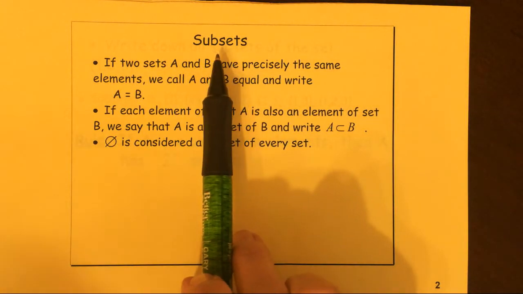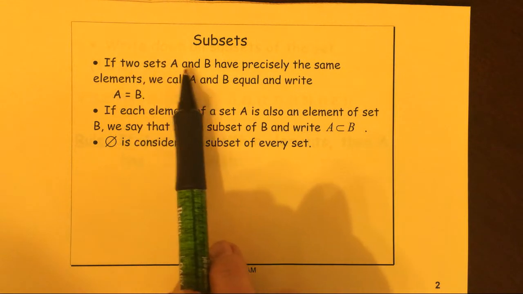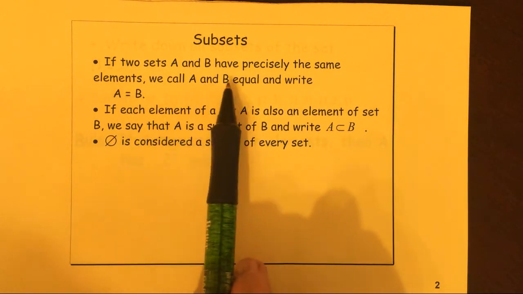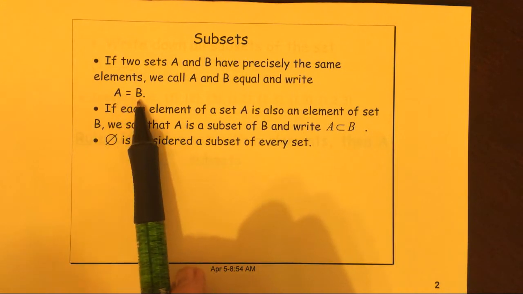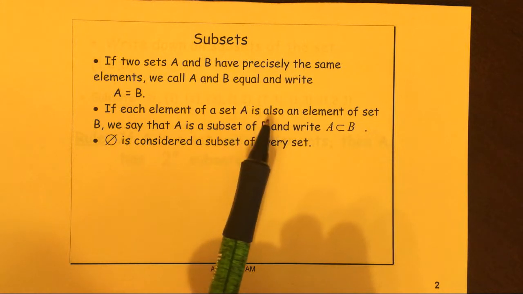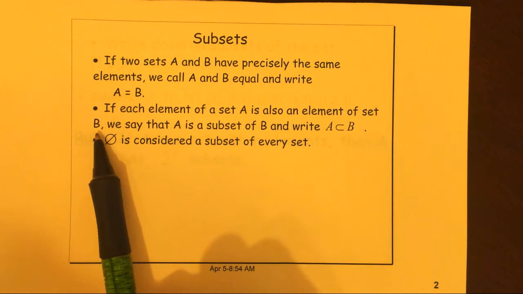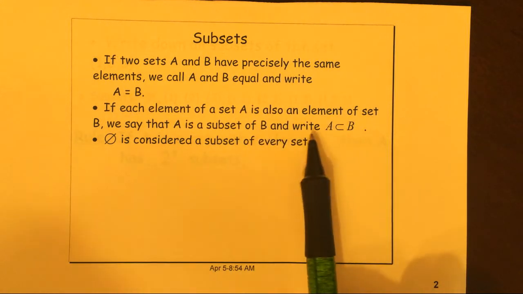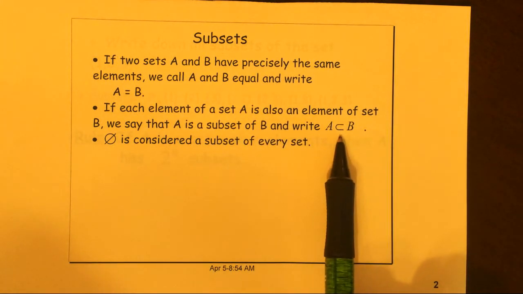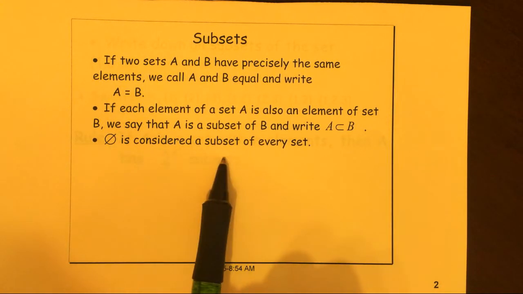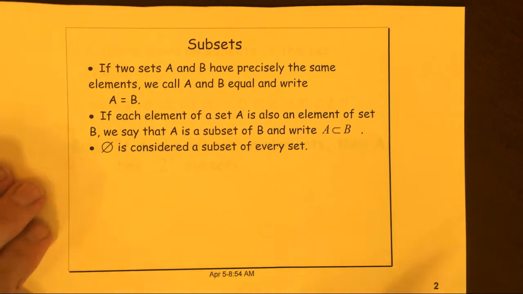Subsets is the next thing we're going to talk about. If two sets A and B have precisely the exact same elements, we call A and B equal, and we write that A is equal to B. If each element of set A is also an element of set B, we say that A is a subset of B, and we denote it with this symbol right here. Something else to consider is the empty set is considered a subset of every set.